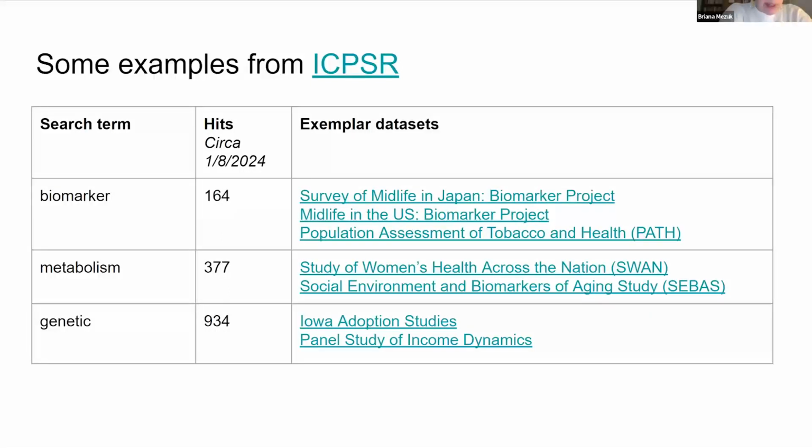But I went to the ICPSR website yesterday, and I ran 3 searches. I searched for the terms biomarker, metabolism, and genetic. And just from those simple terms, which aren't even Boolean operators or anything like that, there are literally hundreds of data sets in an archive of political and social science research that have data on biomarkers, or have indicators of metabolism, or have some information on genetic information. I know that if you were to do a more exhaustive search, you would find there'd be so much. So that's just an example of how much data there is out there.